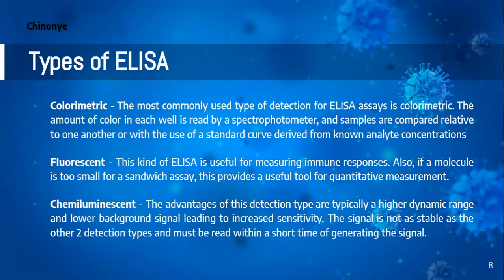And then the next one is fluorescent, and this kind of ELISA is useful for measuring immune responses, and also if a molecule is too small for a sandwich assay, it provides a useful tool for quantitative measures.